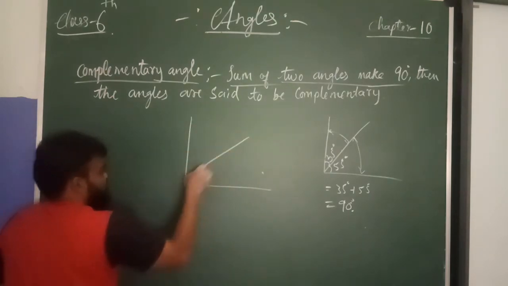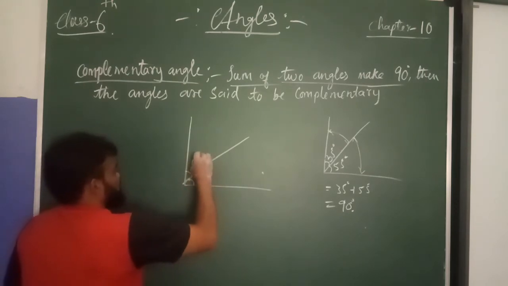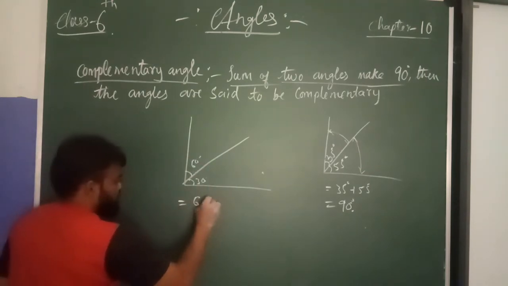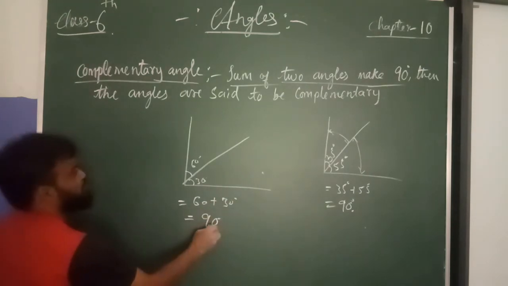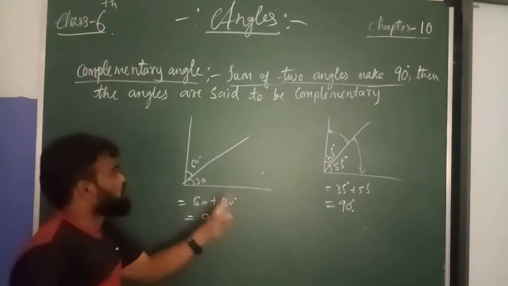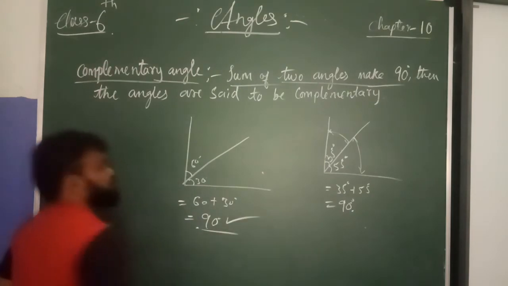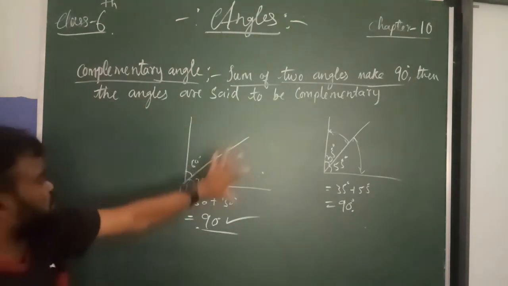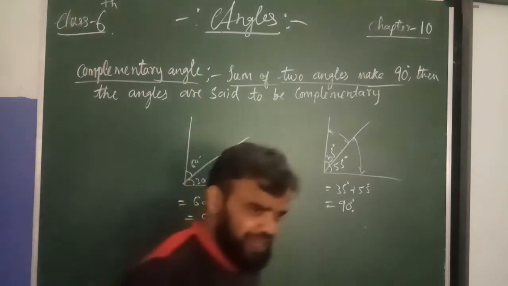See here. This is 30 degree, this is 60 degree. If you add both, 60 degree plus 30 degree, it makes 90 degree, so they are complementary angles. Sum of two angles, sum means addition. If the sum of two angles makes 90 degree, then the angles are said to be complementary angles. Understood?